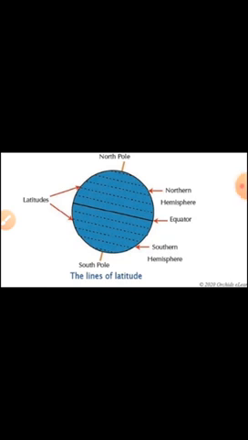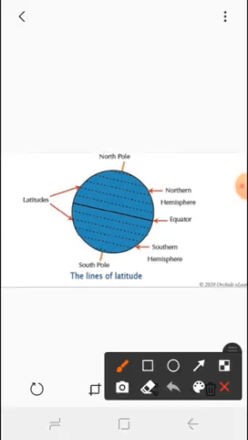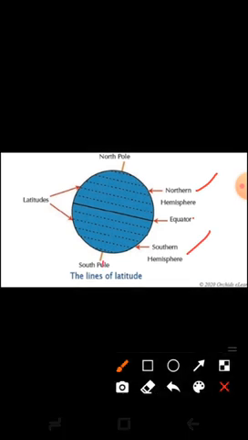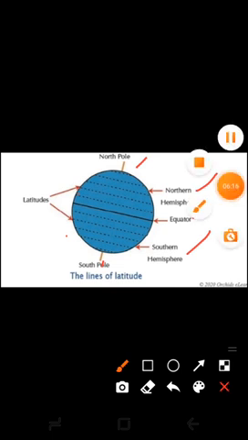You see, this is the equator. This is the northern hemisphere and this is the southern hemisphere. This is the south pole, this is the north pole, and these are the lines of latitude, and at the poles they are just a dot. This diagram clearly shows that.